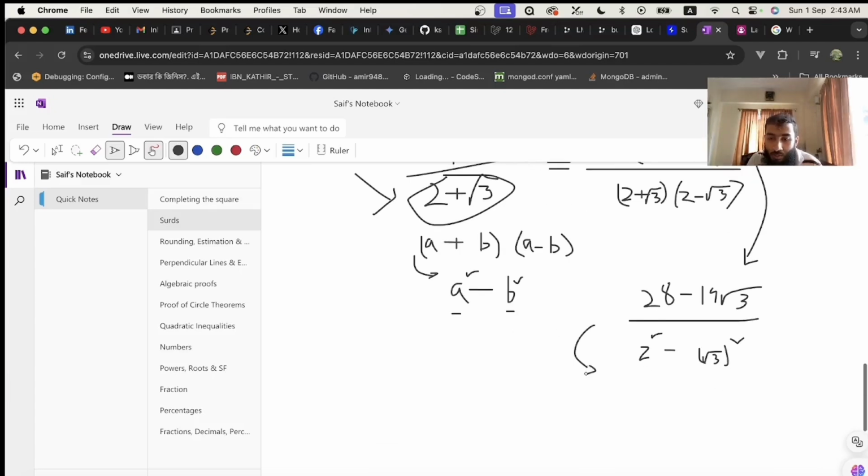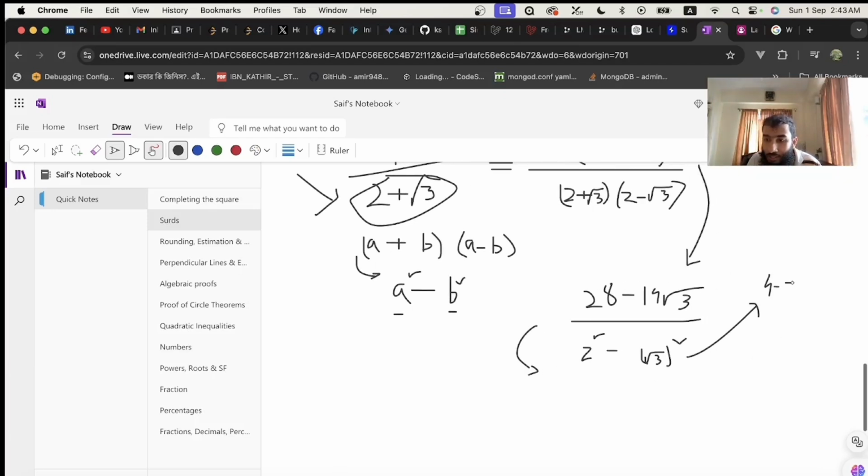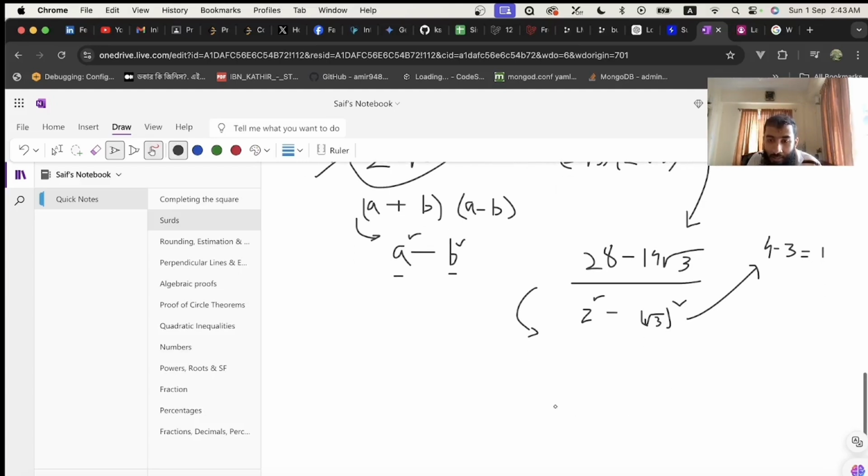Okay, so this can be expressed as what? 2 square is 4, minus root 3 square is what? 3. So this is 1. So the denominator part is 1, which means the denominator is no longer needed. So we can write directly that the answer is 28 minus 14 root 3. So this is the answer to the question.